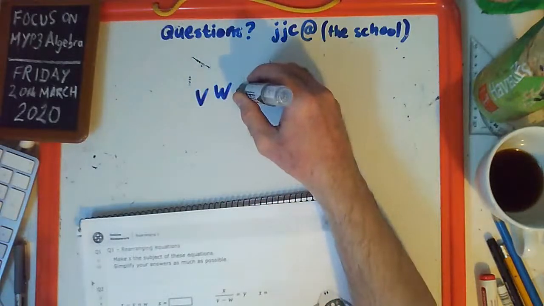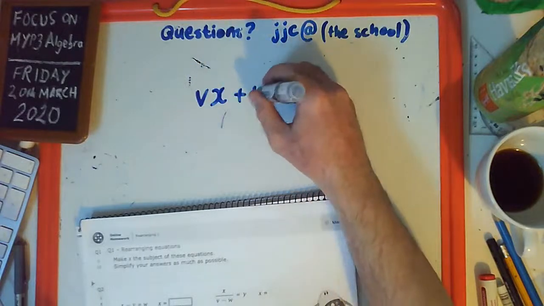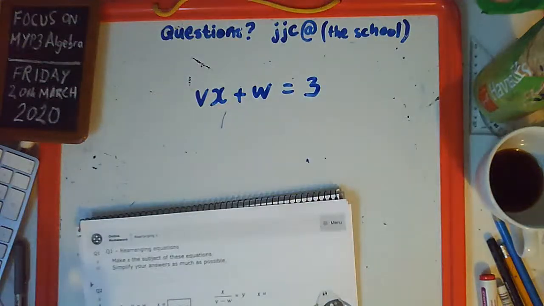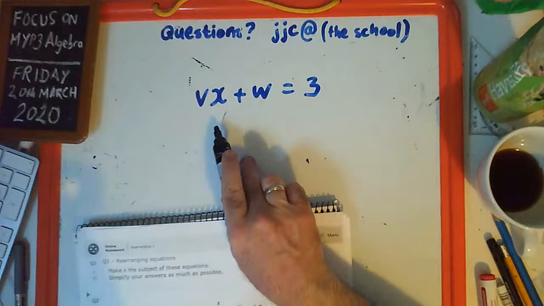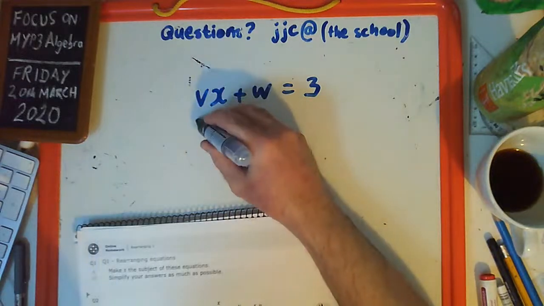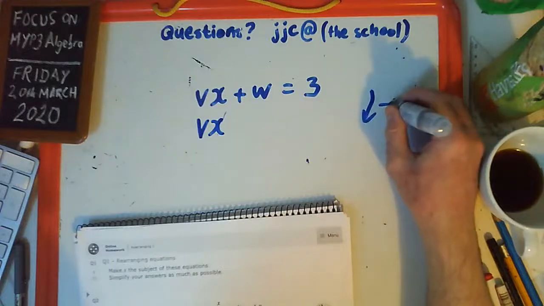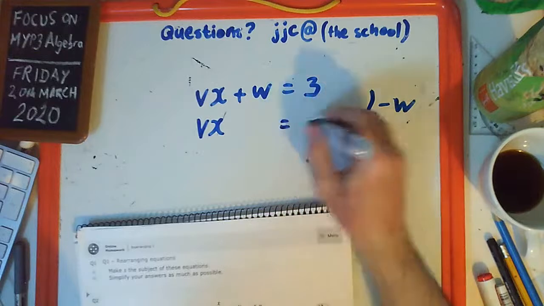vx plus w equals 3. Okay, so I'm trying to get the x on its own. So I'd like the bit that's got the x with it on its own first, and then it's easy to get rid of the w by taking away w. But then I need to do the same on the right as well.